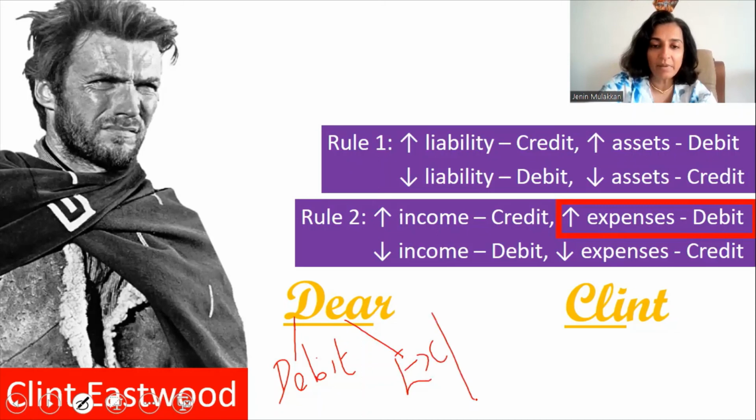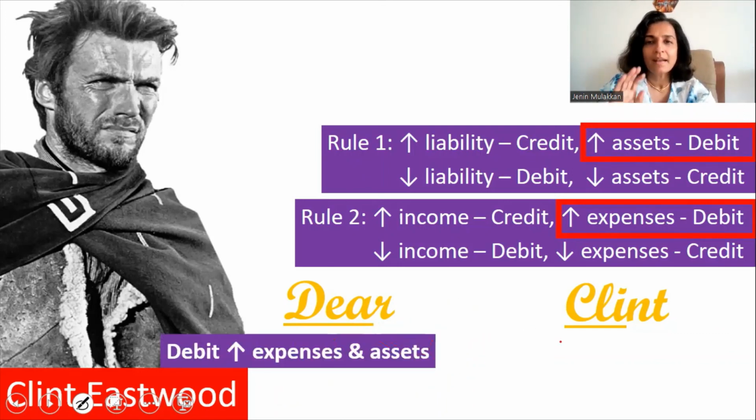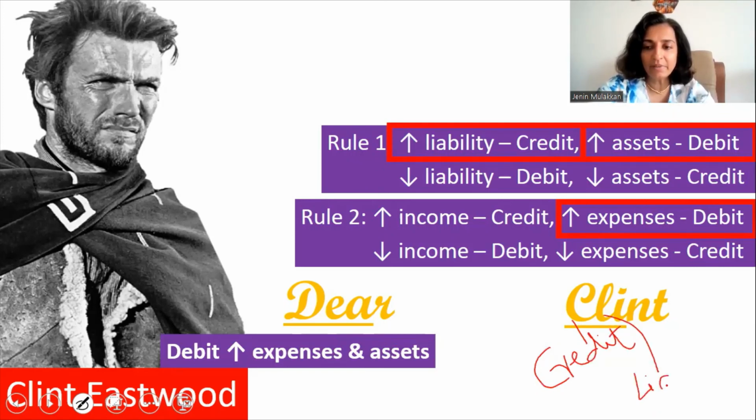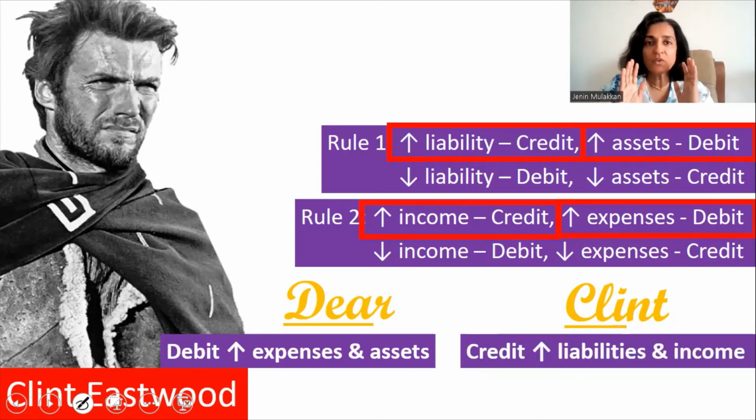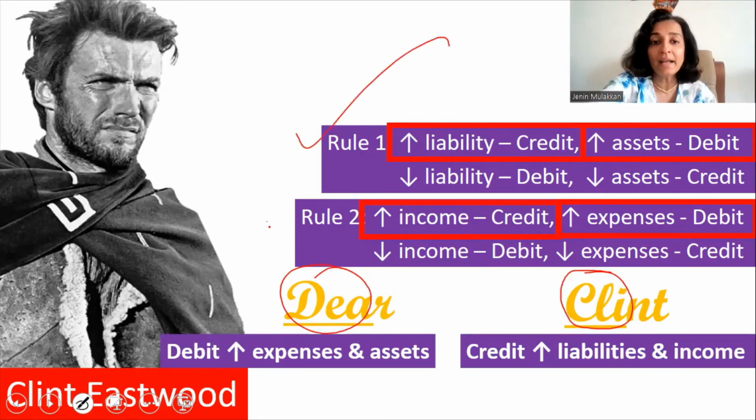D standing for debit and E standing for expenses. And debit any increase in assets. A standing for assets. Now regarding the credit aspect. Credit any increase in liabilities. C standing for credit, L standing for liability, and credit any increase in income. I standing for income. So if you just remember the words Dear Clint, that is the first 3 alphabets, you get the first line of rule 1 and rule 2.